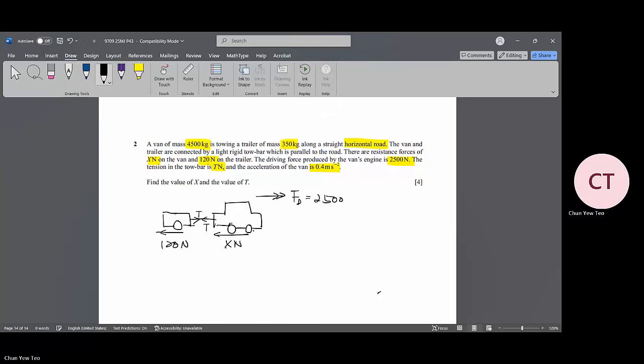Okay. This one is 4,500 kg. This one is 350 kg. Anything else we are missing? Okay, we are moving with an acceleration of 0.4 meter per second square. Okay, so this is the information given.